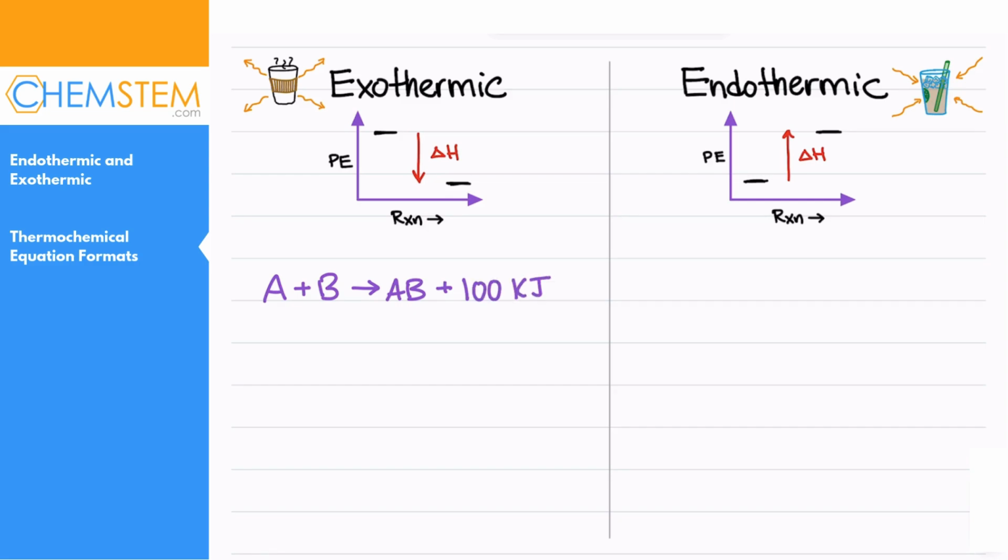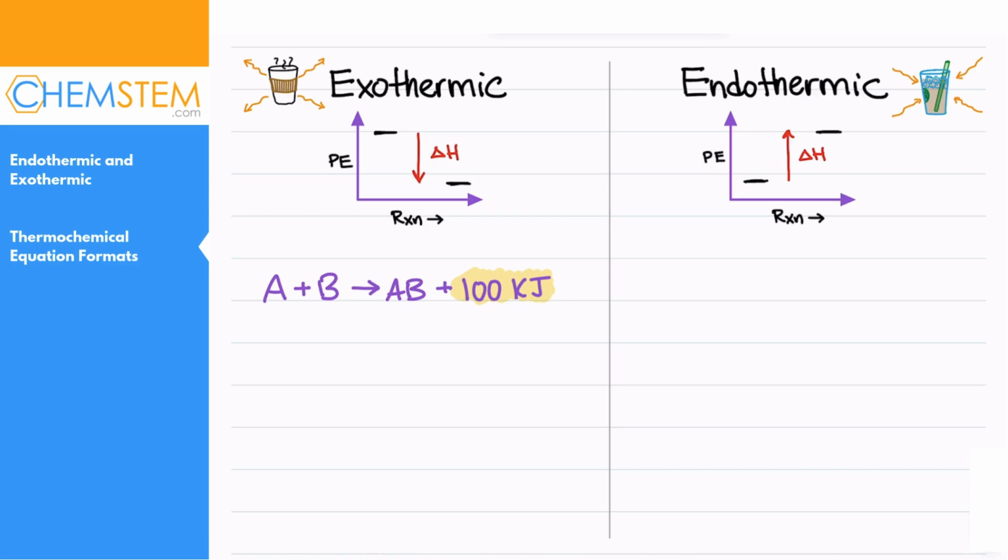The thing to pay attention to is the fact that the heat, the specific value and the unit for energy, which is kilojoules, or one of the units for energy, that's on the product side. So not only did this reaction produce the compound AB, it also exothermically produced 100 kilojoules of heat for every 1 mole of A reacting with 1 mole of B. The key is that you'll see heat on the product side for exothermic reactions.